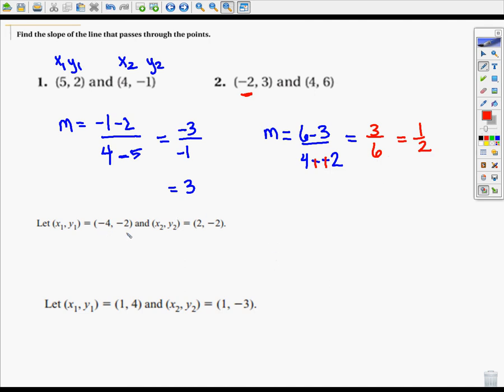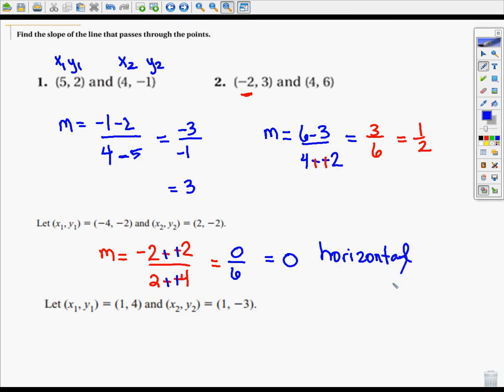Alright, next we have negative 4, negative 2, and 2, negative 2. So my slope works out to be negative 2 subtract negative 2, over 2 subtract negative 4. Again, I will add the opposite in both places here. Negative 2 plus 2 is 0. 2 plus 4 is 6. 0 divided by anything except 0 is 0. So if you recall, a horizontal line has a slope of 0 because there is no rise, it's all run.